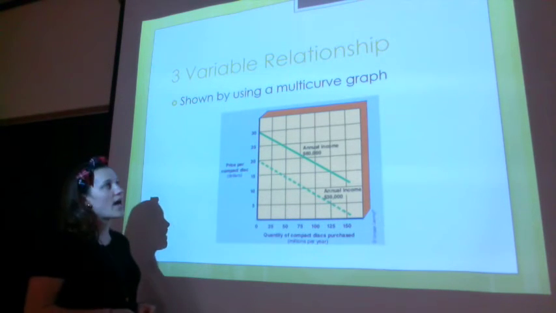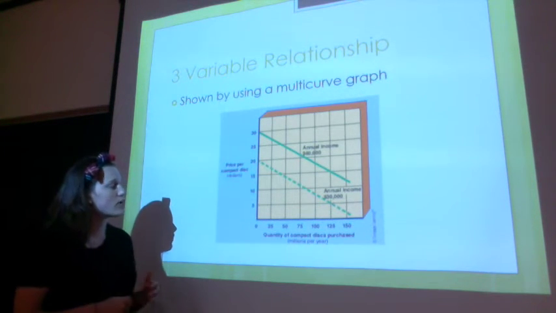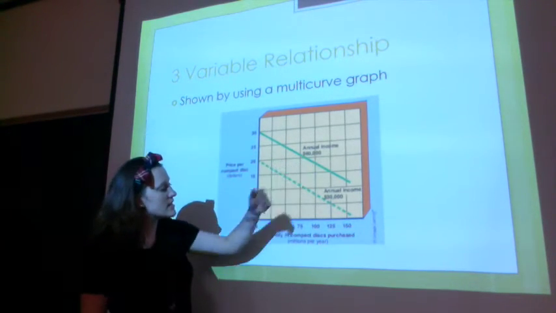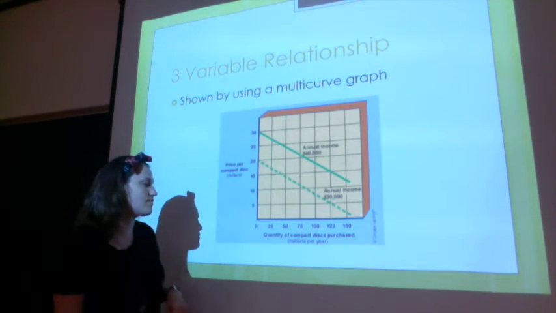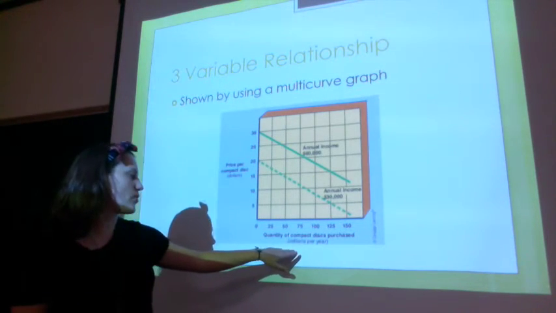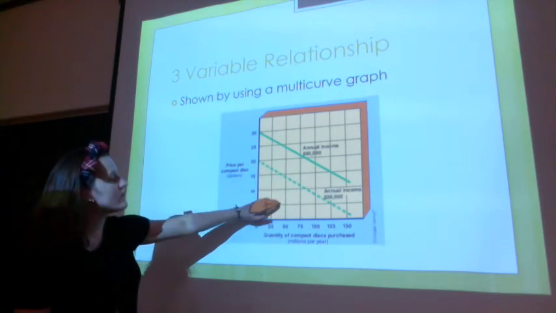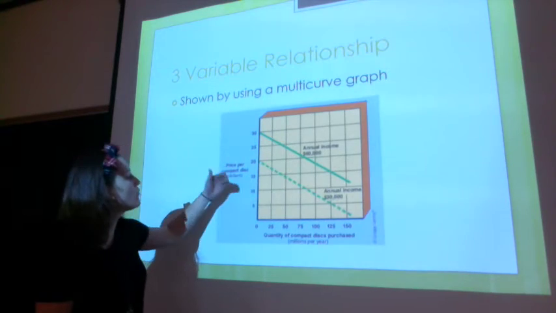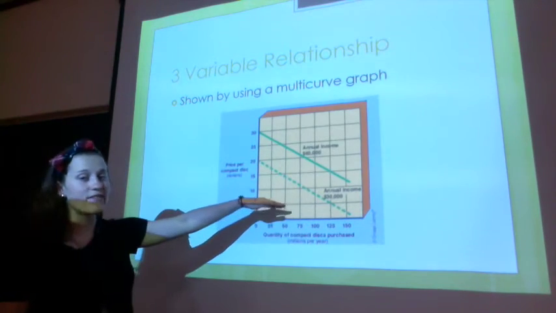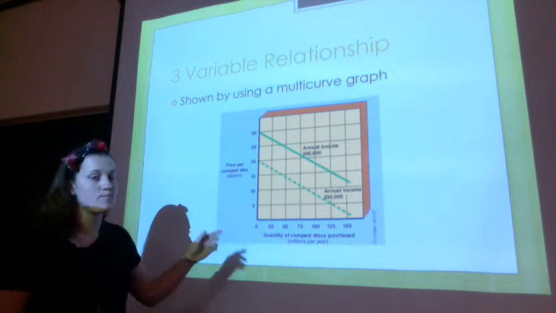The final one that we're going to look at is a three-variable relationship. This is shown by using a multi-curve graph. If you look here, we see that we have two different lines. This one shows the annual income for $60,000, and this shows the annual income for $30,000. We look at these two axes, and we see that this one is the quantity of compact discs purchased, and this is the price per compact disc. If you have an income of $60,000, then you pay more for your compact discs, and you buy more of them. However, if you only make $30,000 a year, you buy fewer CDs and you pay less for them.